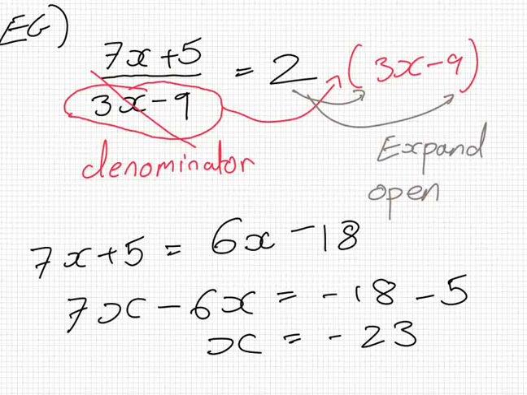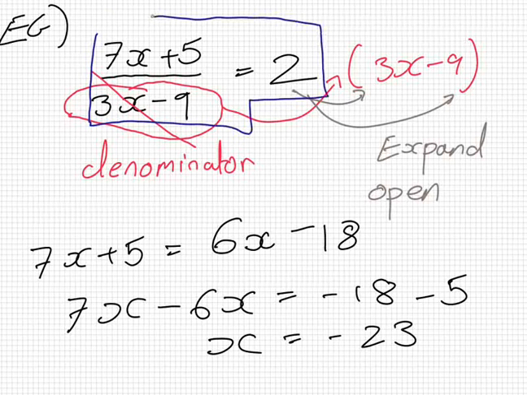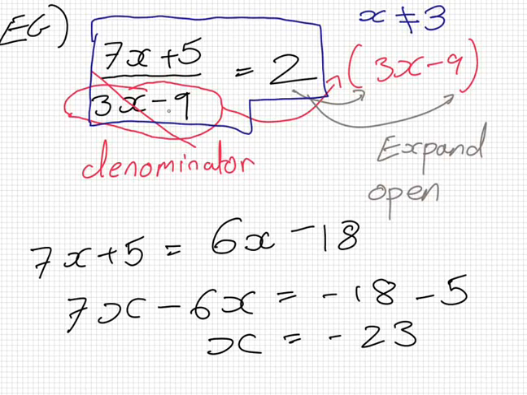The next bit is important. I need to check if I'm allowed to use the answer. If I go back to the question here was the question. I'm not allowed to use x is 3. And the reason that I'm not allowed to use 3 is because the denominator will be 0. That's very important that you check, because sometimes you will get maybe multiple answers, 2 or 3 answers. And it's important that you check that you can use all the answers.